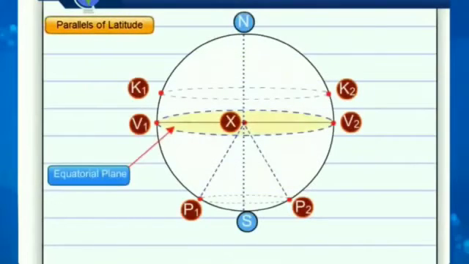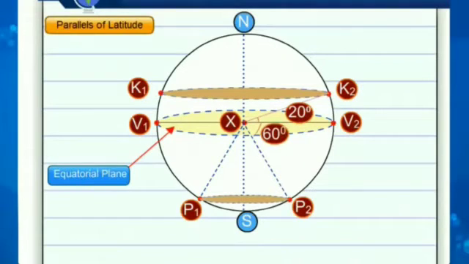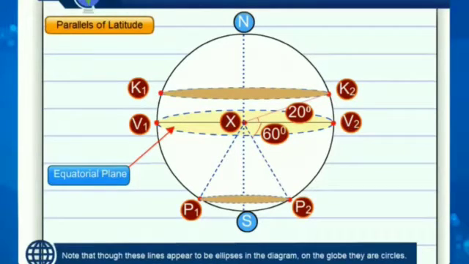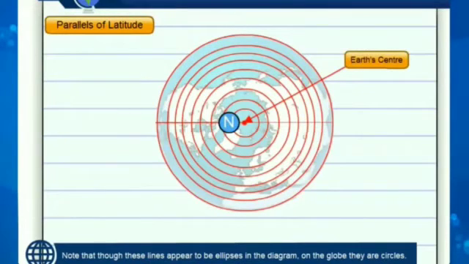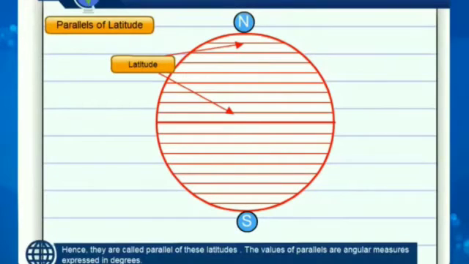Explanation. Parallels of latitude. You must have realized that the ellipse drawn by joining the 20-degree points is larger than the ellipse that joins the 60-degree points. However, the distances XK1 and XP2 are the same. This is because we are dealing with a sphere. Note that though these lines appear to be ellipses in the diagram, on the globe they are circles. The circles thus created at some angular distance from the center of the Earth are parallel to one another. Hence, they are called parallels of latitudes.